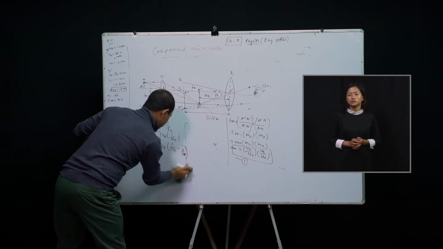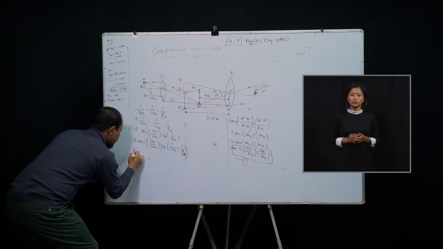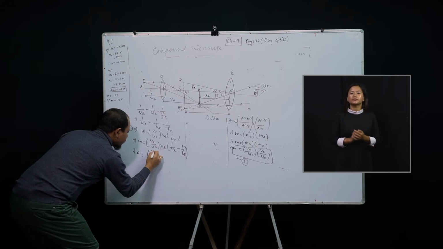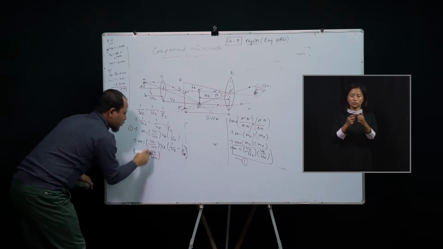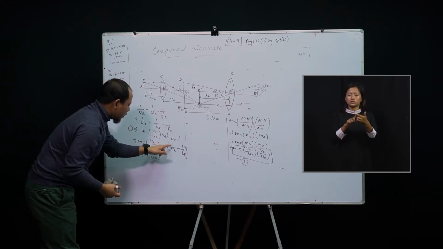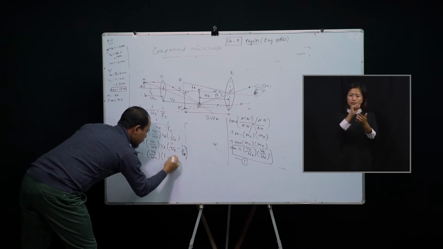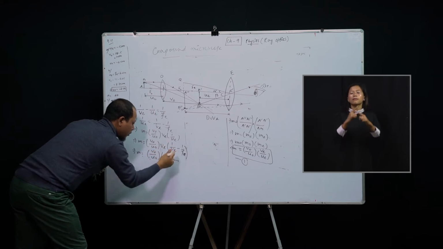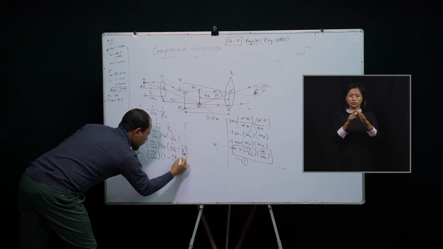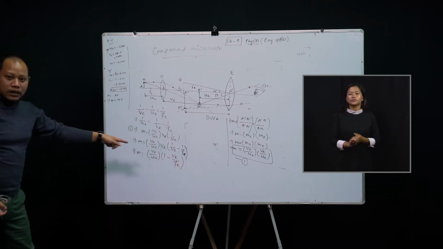So now let's simplify it. M equal to V naught by U naught. If we multiply VE into 1 by VE, VE will cancel out, so I can write here 1. Minus, if I multiply VE by 1 by FE, I can write VE divided by FE. So this is the expression.